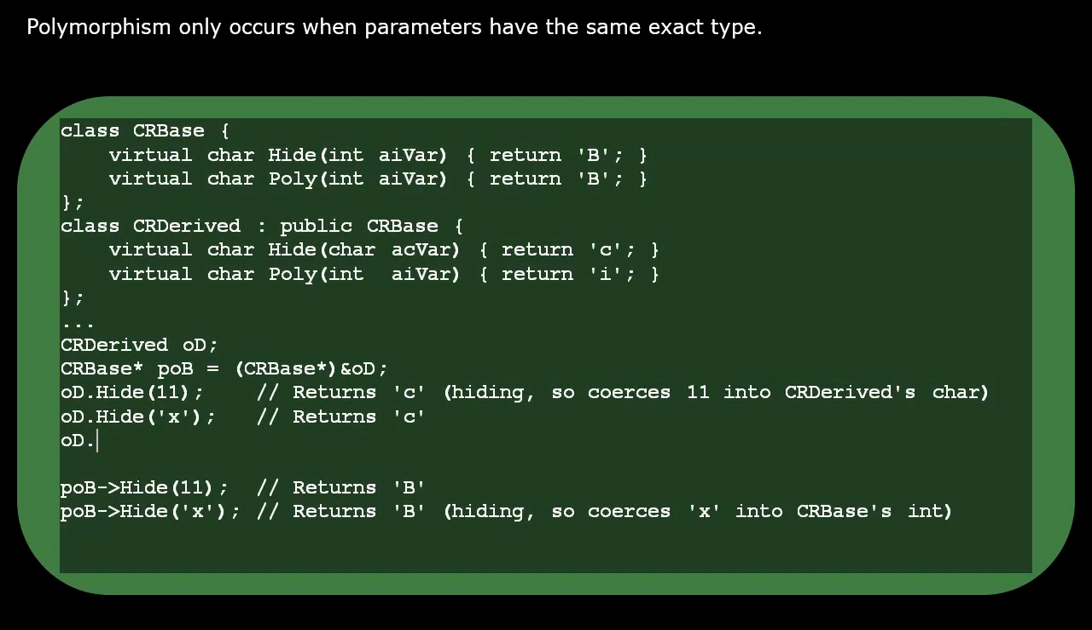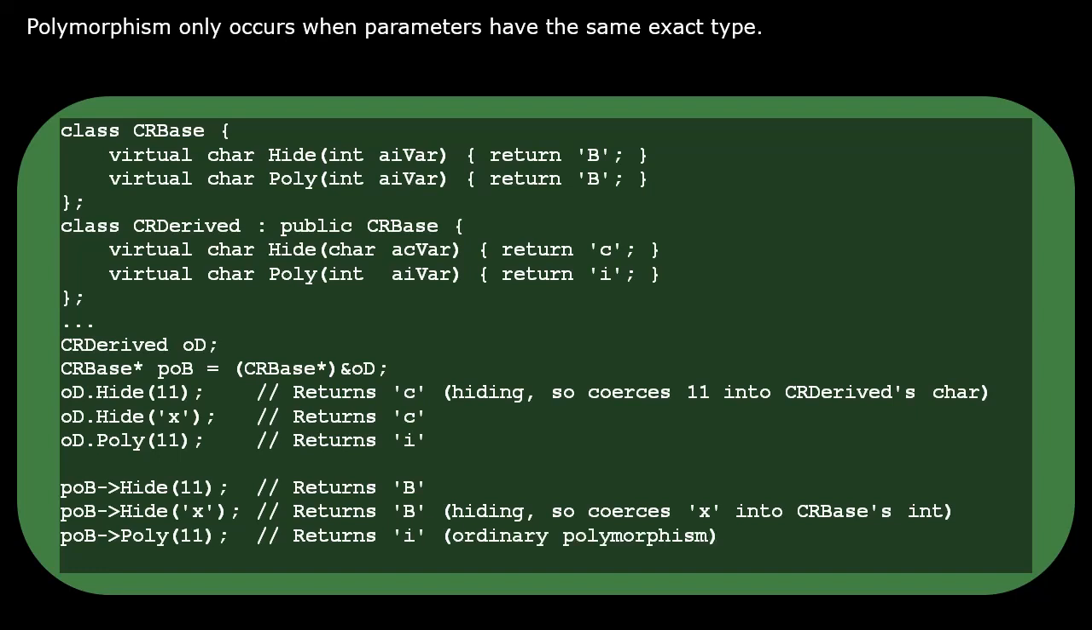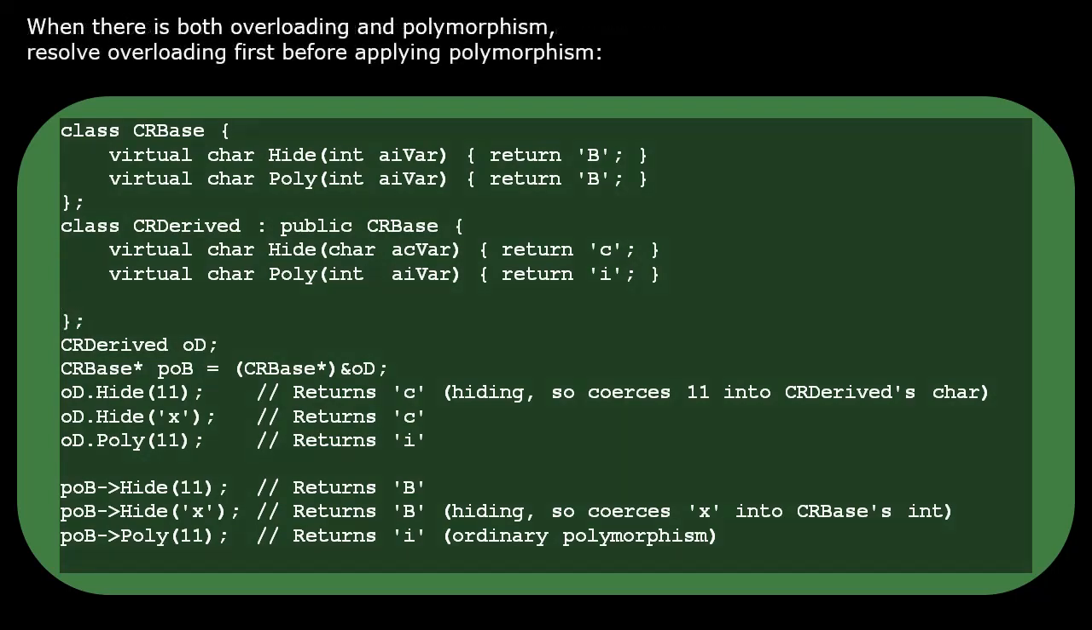Here's an example where the types are exactly the same. So ordinary polymorphism does happen. Now, let's add overloading, but to only one of the two classes.